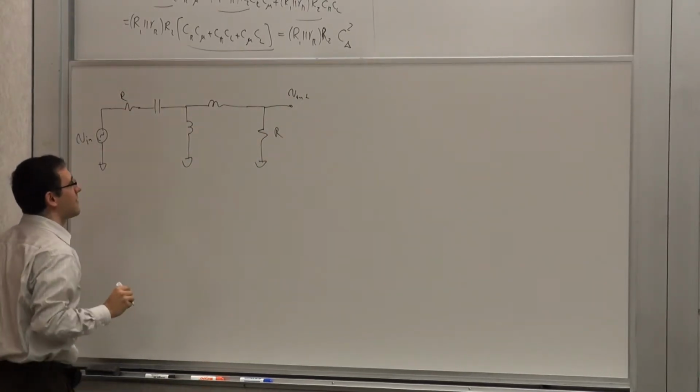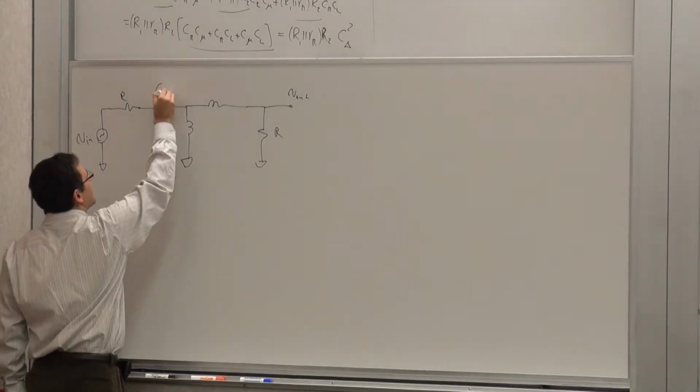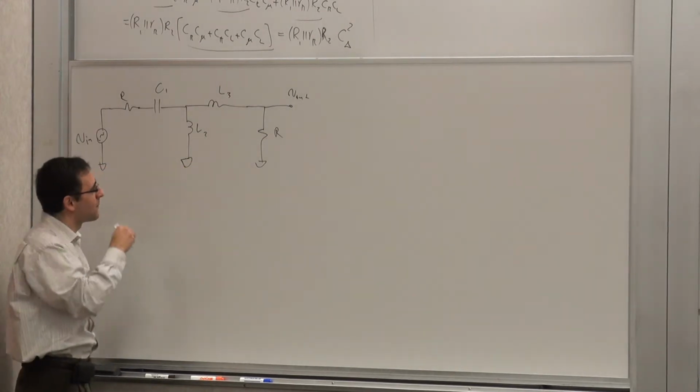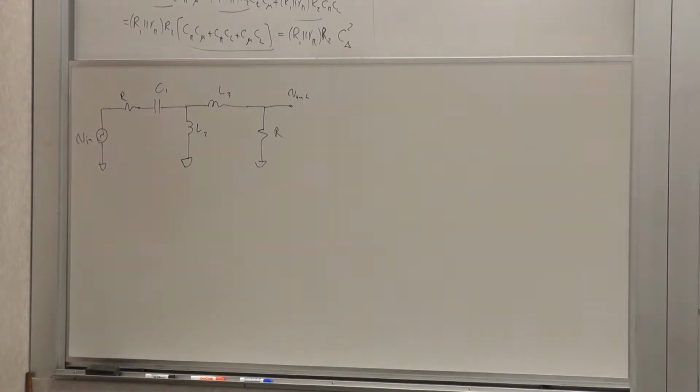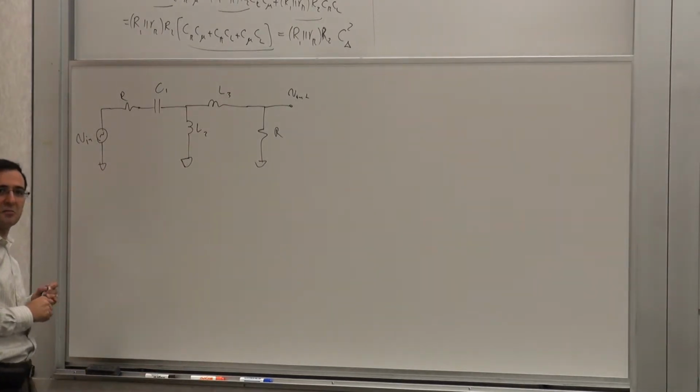This is kind of an LC filter. So let's call this C1, L2, L3. Is that what the indices I used? Okay. So first of all, tell me if it's a low pass, high pass. What do you think it is? It's a bandpass. Correct. Why?